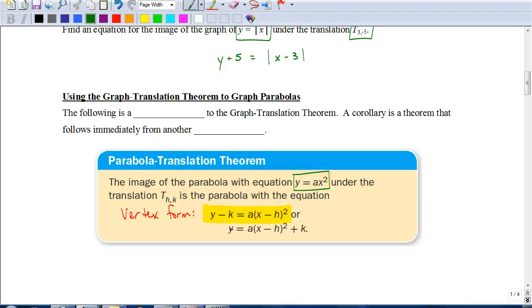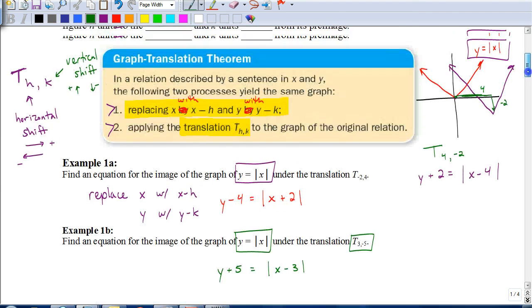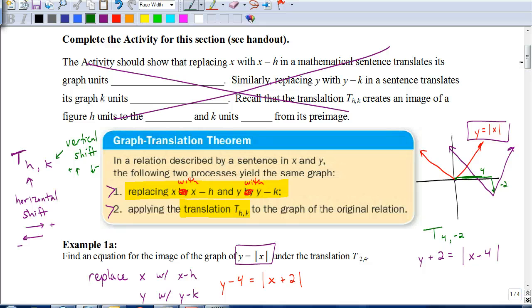So to summarize this first video here about the graph translation theorem, you want to make sure you understand that to come up with a new equation, we need to know first what the translation is, t sub h and k. Once we know what the translation is, we can replace x with x minus h, replace y with y minus k, and that'll give us our new equation. So with that, we're going to end this video talking about the graph translation theorem. In the next video, we're going to look at how to use the vertex form for a parabola to be able to graph parabolas a little easier. So go ahead and watch that next video now.